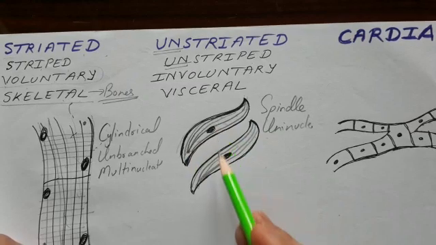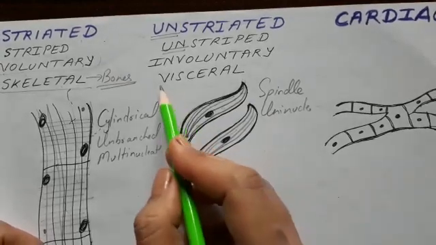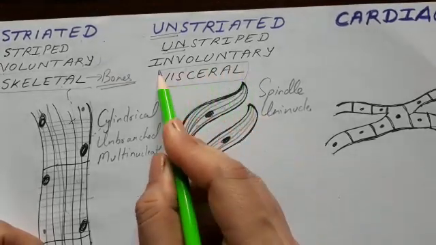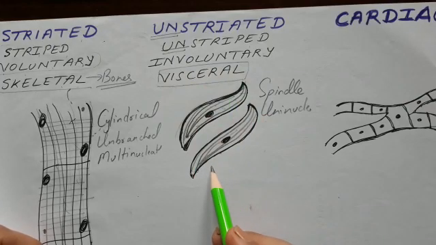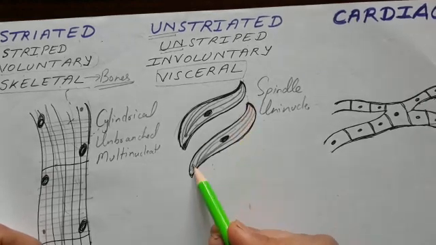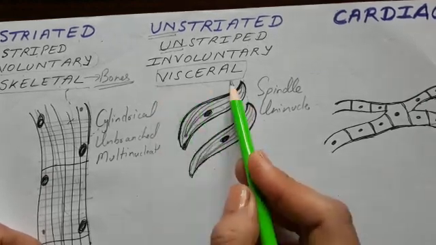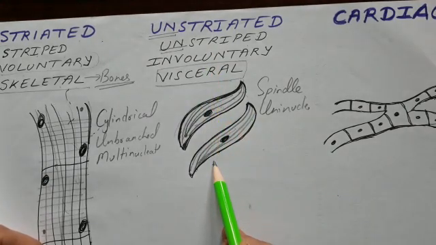Okay. These muscles are present on the walls of the visceral organs. That is why they are also called visceral muscles. Visceral or internal organs like walls of the stomach, walls of the intestine, rectum, arteries, veins, urinary bladder, genital organs, bronchioles. So they are present on the walls of the internal organs except the heart. All other organs will be having these muscles.